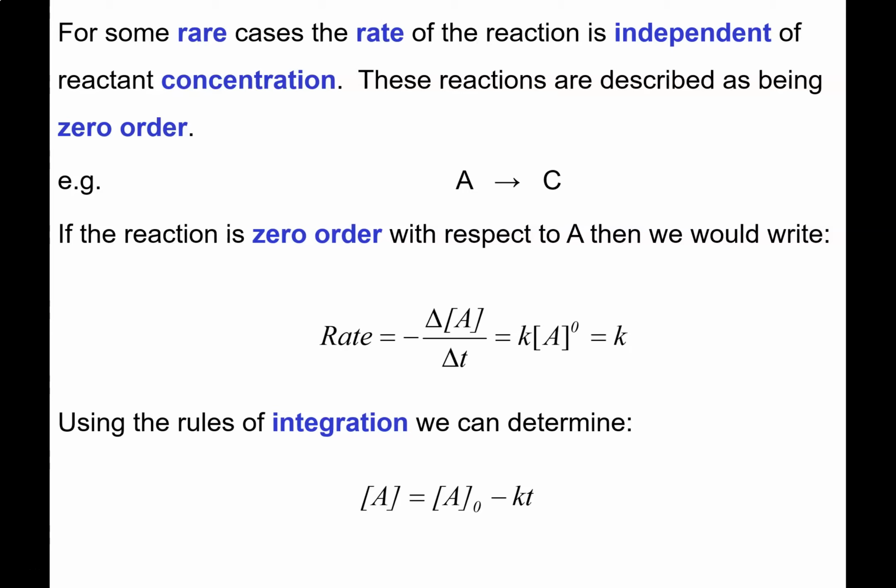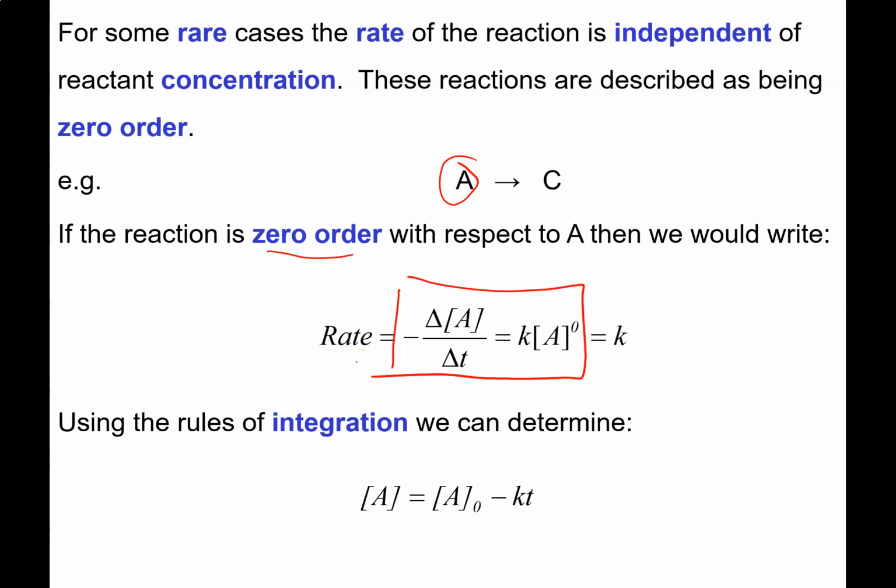So if I have a reaction with one reactant and it is zero order, then the rate of consumption of that reactant will be equal to the rate constant multiplied by the concentration of my reactant raised to the zero power. When you raise something to the power of 0, you just get 1, so the rate will just be equal to k.